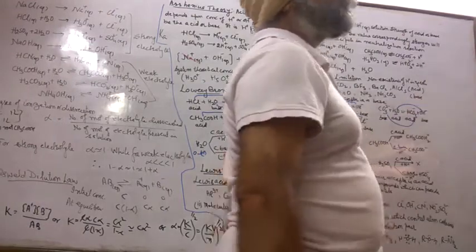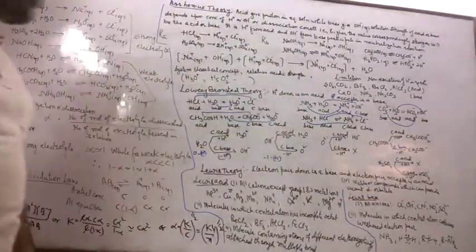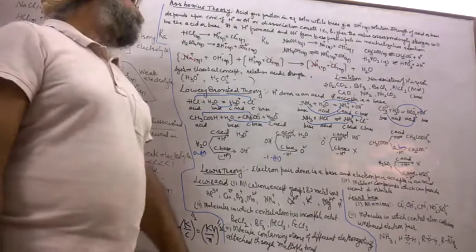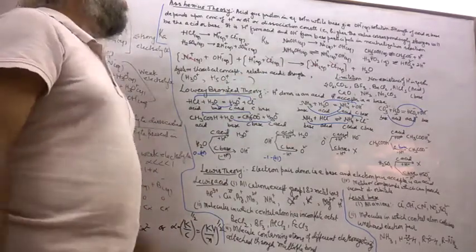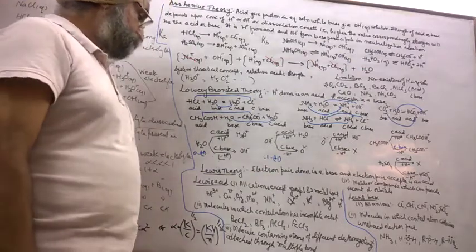And so many questions are available in your book. You have to write down the conjugate acid and base, noting in which case the possibility is there and in which case the possibility is not there. And such types of questions are asked.